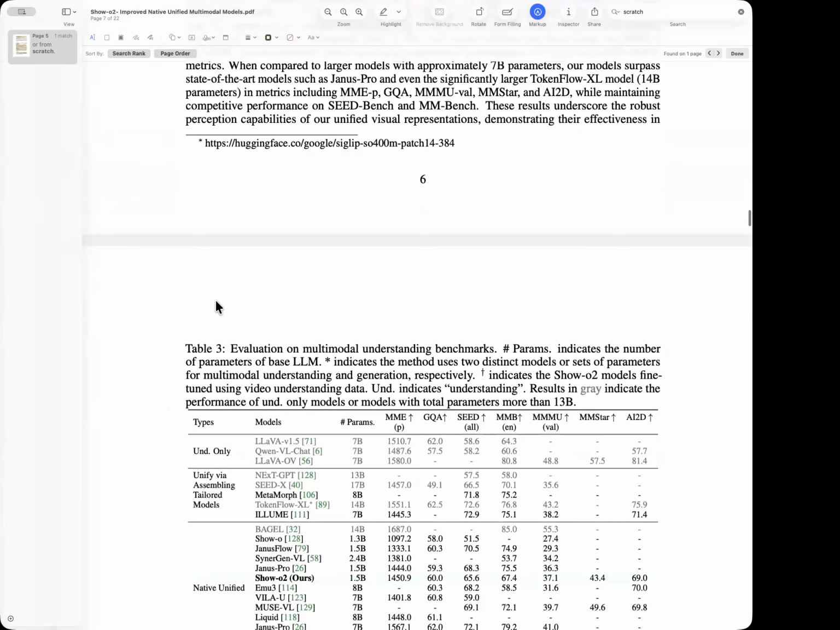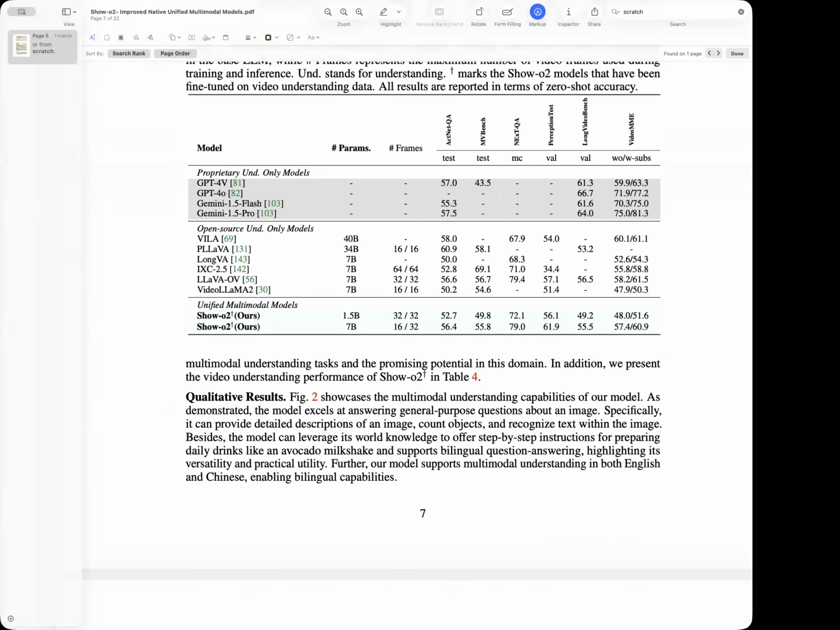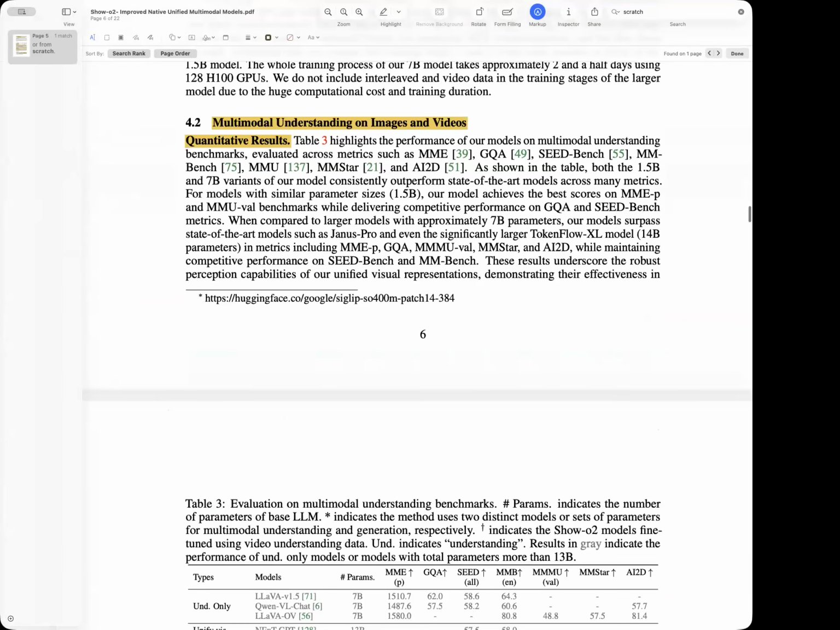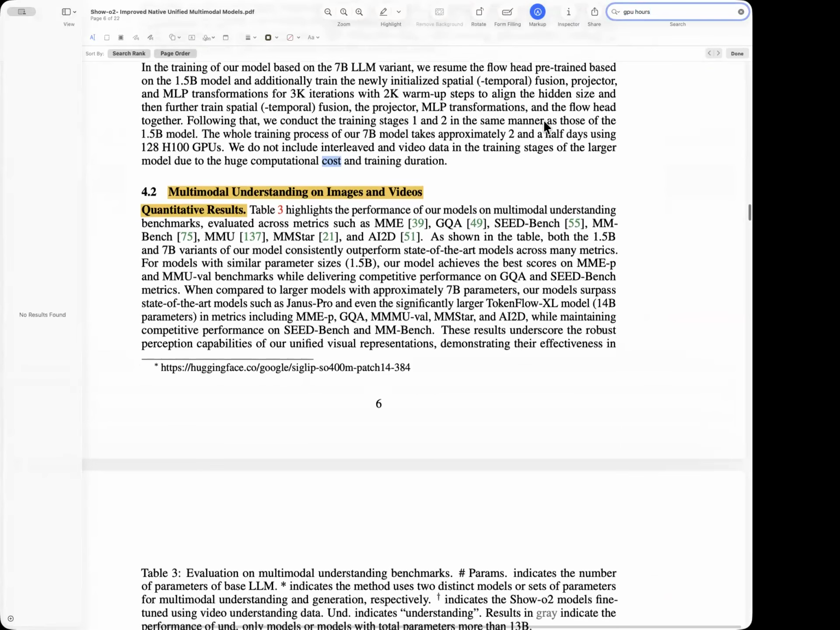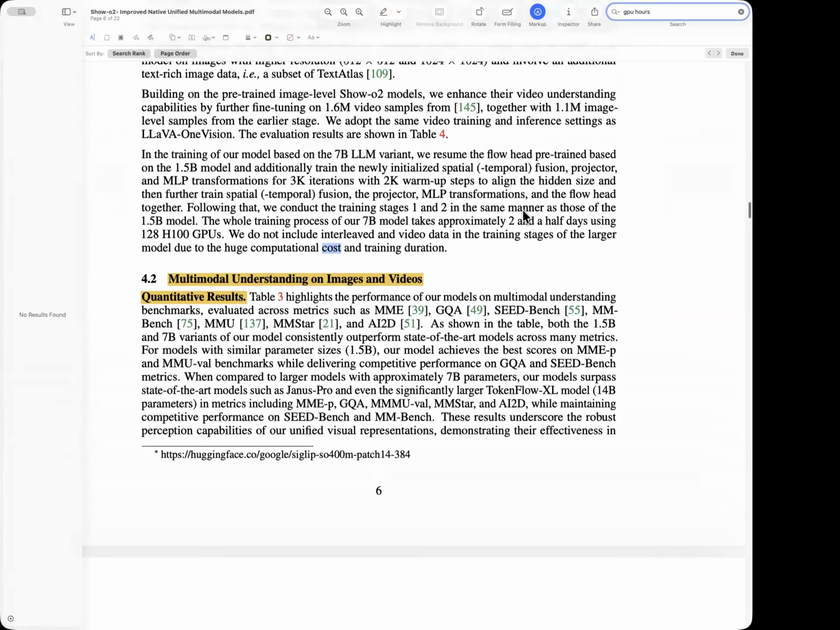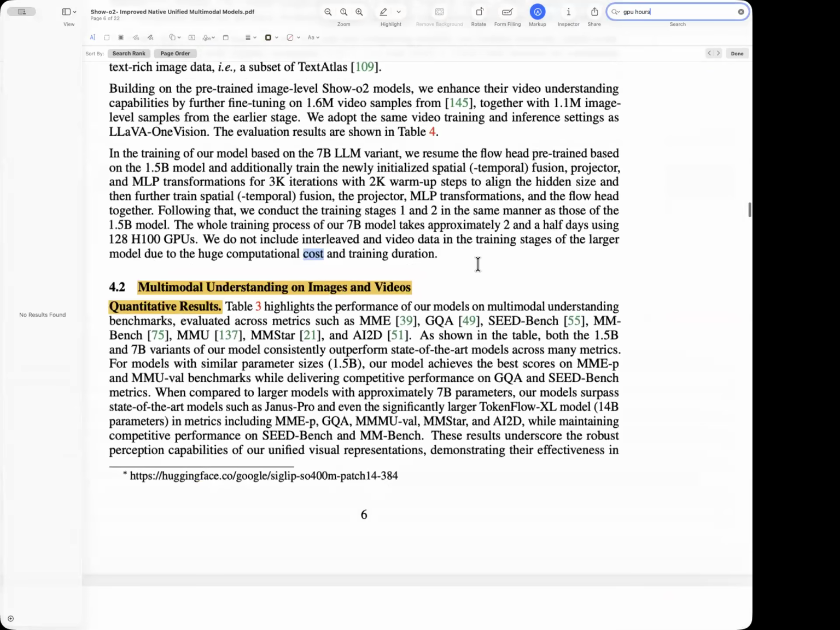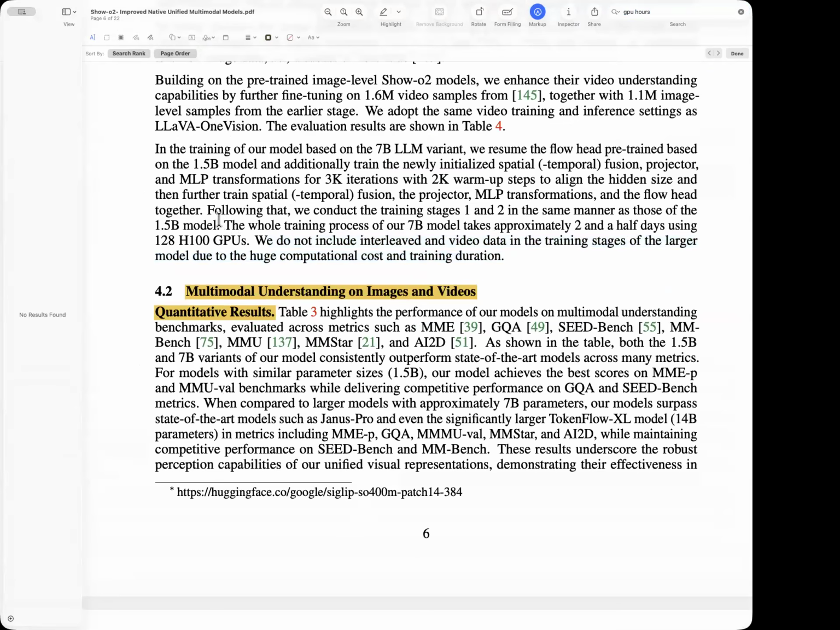Cool. Any other cost of training? I don't think they talk about the cost. Oh, they do, right there. My thing is frozen. One sec. Let's see. In training for 7B, they do talk about scaling it up. We do not include interleave video. The whole training process of our 7B takes approximately 2.5 days using 128 H100 GPUs. So not many GPU hours.